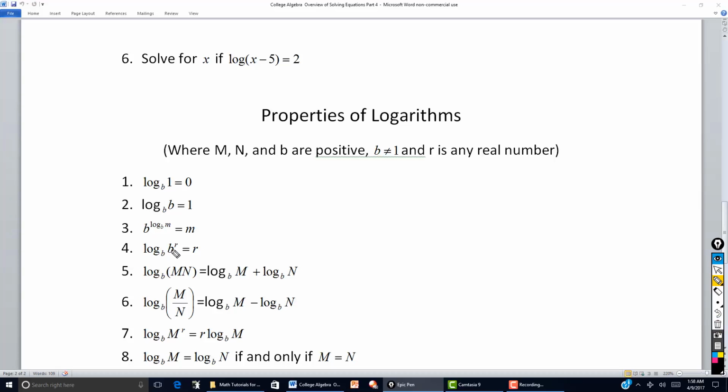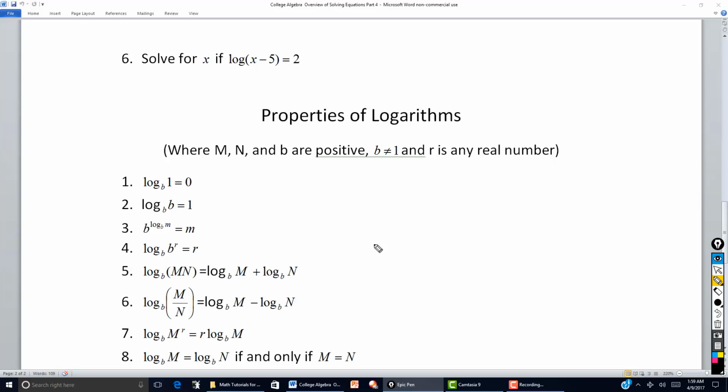The next one should be clear. The log of b to the r power to base b is equal to r. That should be clear because it's saying b to the r equals b to what power? Well, it's got to be r. So again, this is saying if you have the log of some base, and the base of the log is the same, the answer is going to be whatever the exponent is.